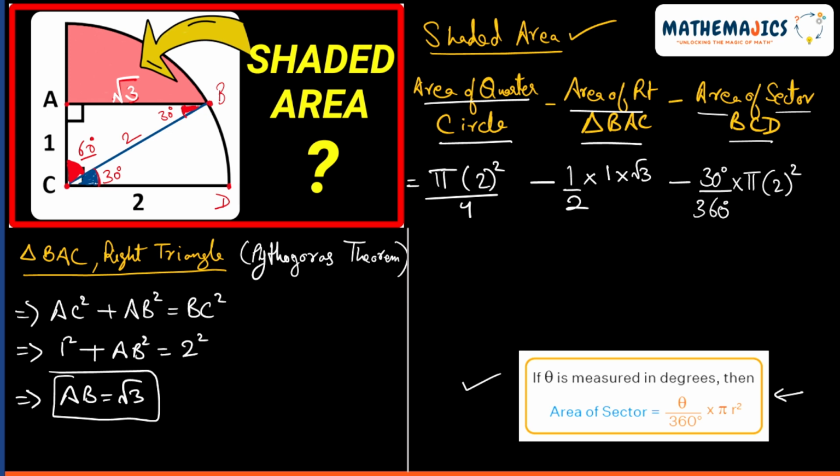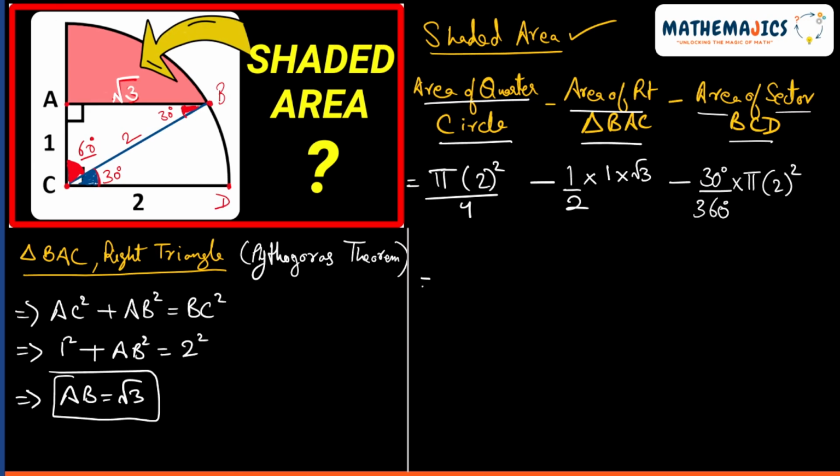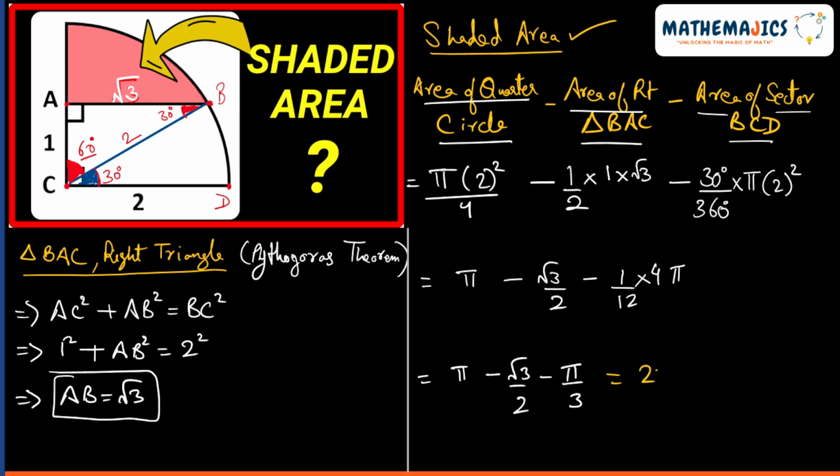So solving this expression will give us the final answer. Let's simplify this. If we simplify this, we will get pi minus root 3 by 2 minus 1 by 12 times 4 pi. We can simplify this further. We will get pi minus root 3 by 2 minus pi by 3. Correct? If we simplify this further, we will be getting 2 pi by 3 minus root 3 by 2. So this will be the most simplified and final answer. This will be the shaded area. Correct?